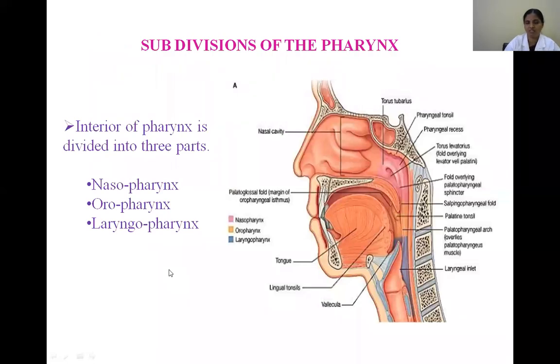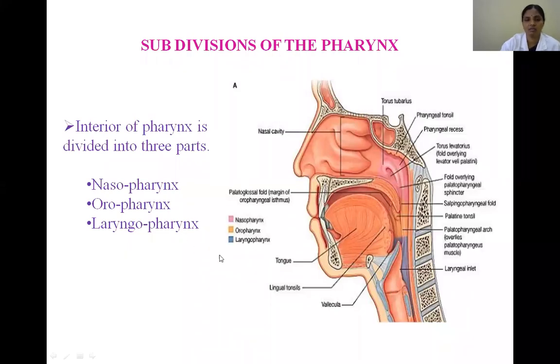Then what are the subdivisions of the pharynx? Here you see the picture. Anteriorly the pharynx is related to the nasal cavity, oral cavity, and larynx. So the pharynx is divided into three parts. The upper portion is the nasopharynx, the middle is the oropharynx as it lies behind the oral cavity, and the part of the pharynx that lies behind the larynx is the laryngopharynx.